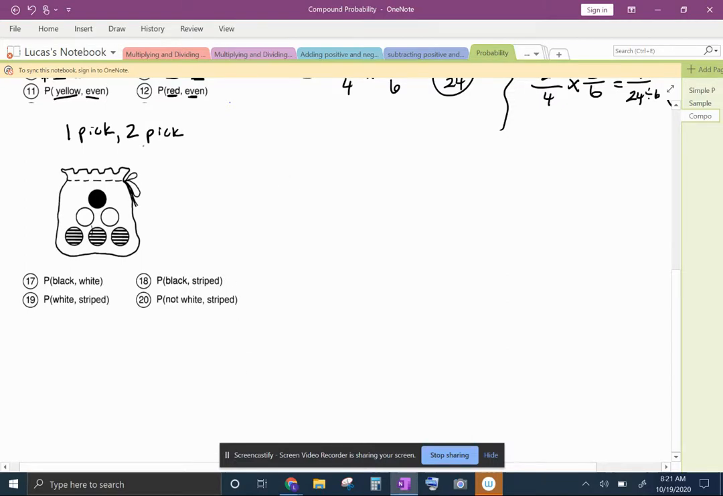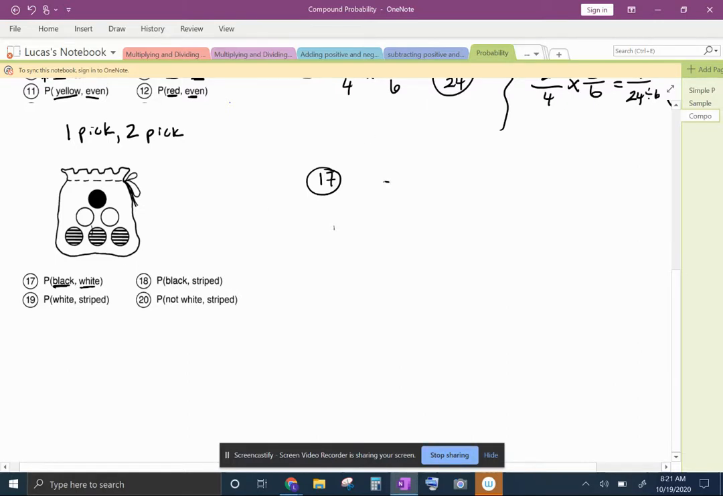So let's see what this is. Let's go over number 17. All right, number 17, it says the probability of picking a black, and then remember, we're going to replace it, and then we are going to pick a white. What's the probability that we'll pick a black, replace it, and then pick a white next?